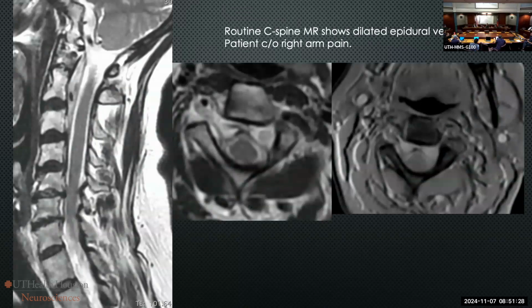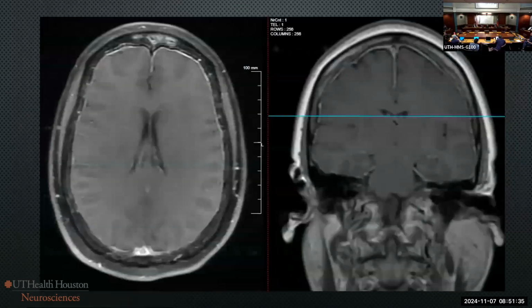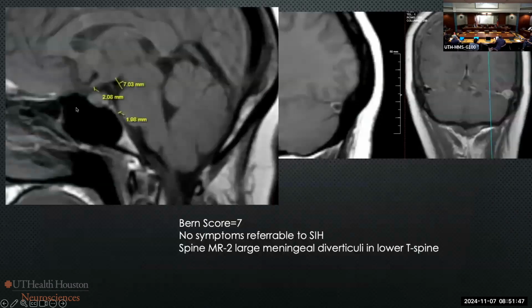So what do we do? I don't know if I regret this. I kind of regret this. So let's get a brain MRI. And oh boy, right? So she had a high Bern score. I think she had a Bern score of 7. And you see the classic dural enhancement. Her suprasellar cistern's gone. Her pituitary is prominent.